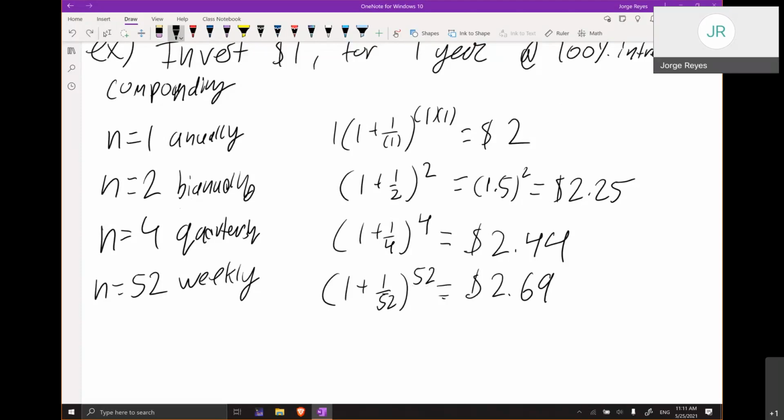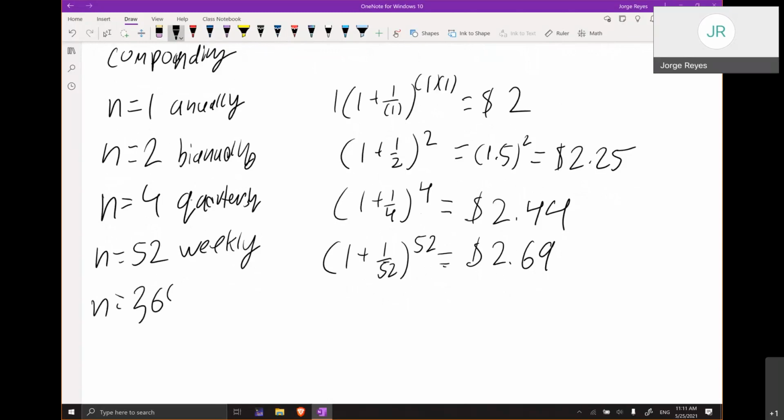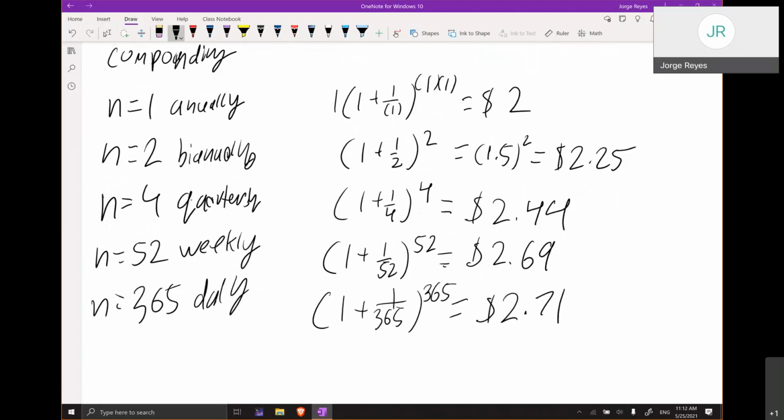All right, so then let me just go out of hand here. Let me do it daily, right? So 365. This actually gets you 2.71, right? So it's going up, but it's going up really slow, right?